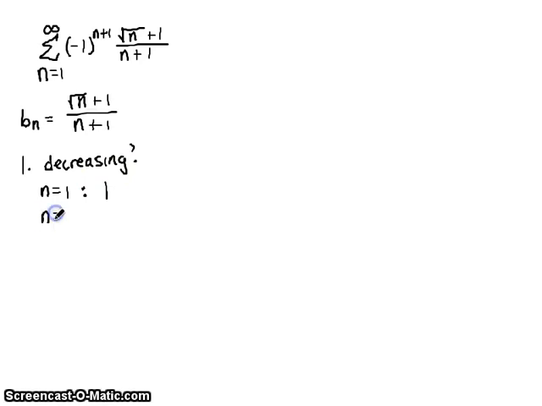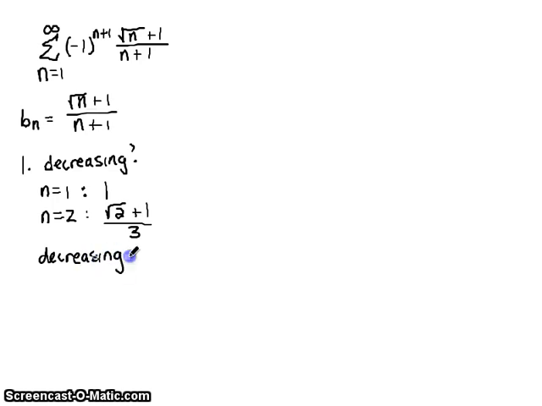If we go to the next term, so if n equals 2, we're going to get the square root of 2 plus 1 over 3. Now, we have to decide, is that less than 1? Well, the square root of 2 is less than 2. So something less than 2 plus 1 divided by 3 is going to be less than 1. So yes, we are decreasing.